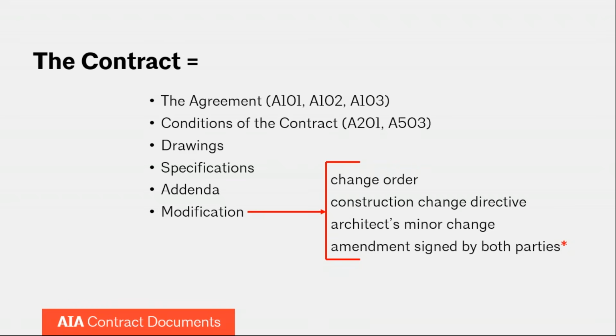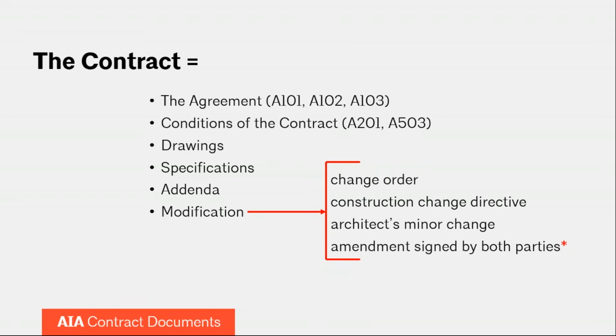And they can come in a number of forms: a change order, construction change directive, architect's minor change, or an amendment signed by both parties. Now I'll talk about the first three, change order, CCDs, and a minor change, in a little bit more detail in the next slide.